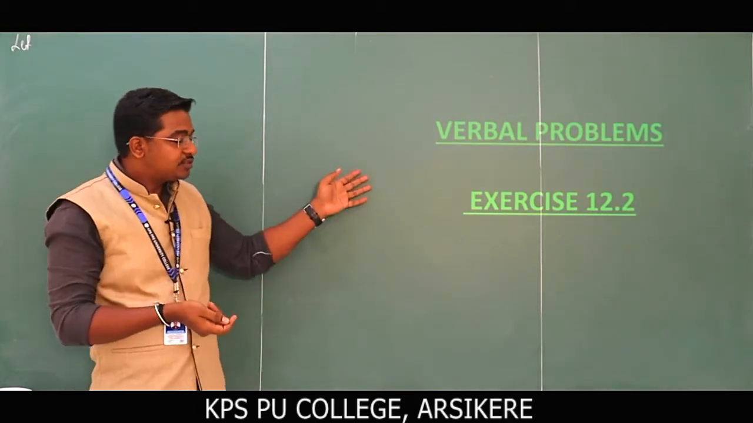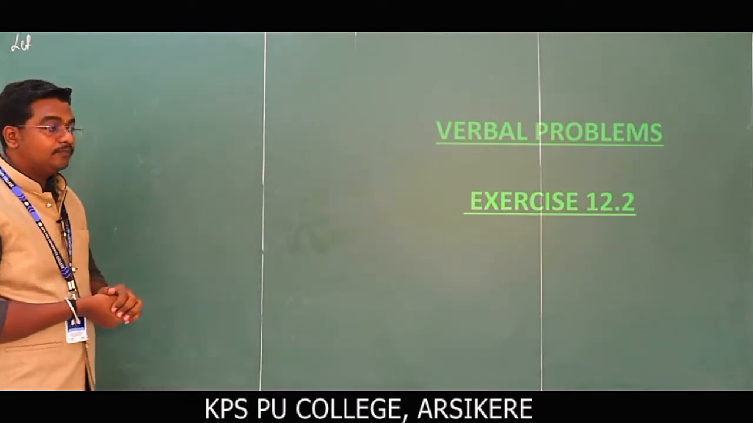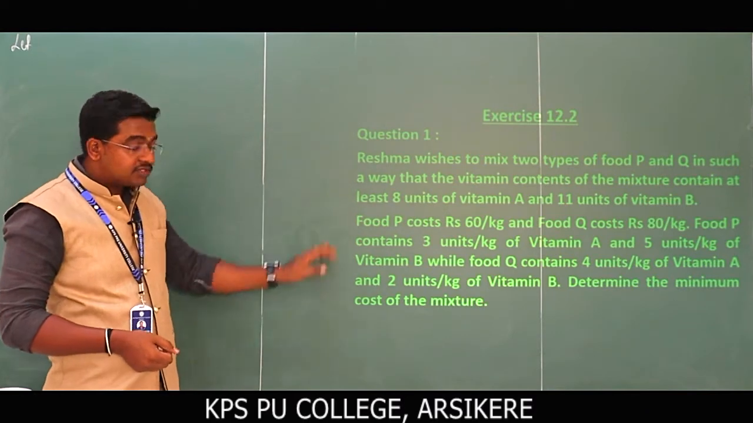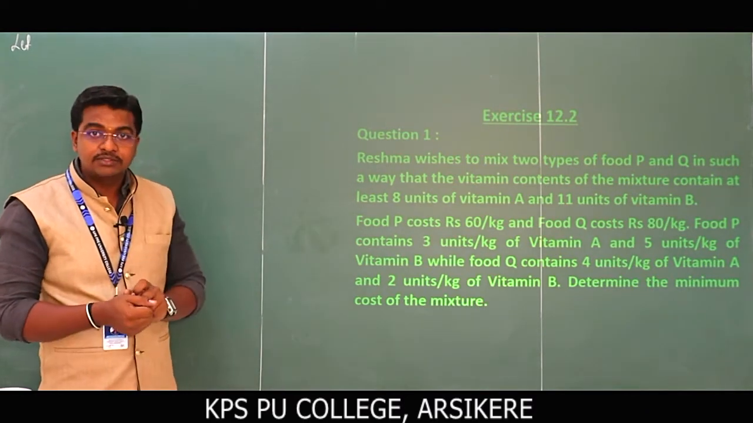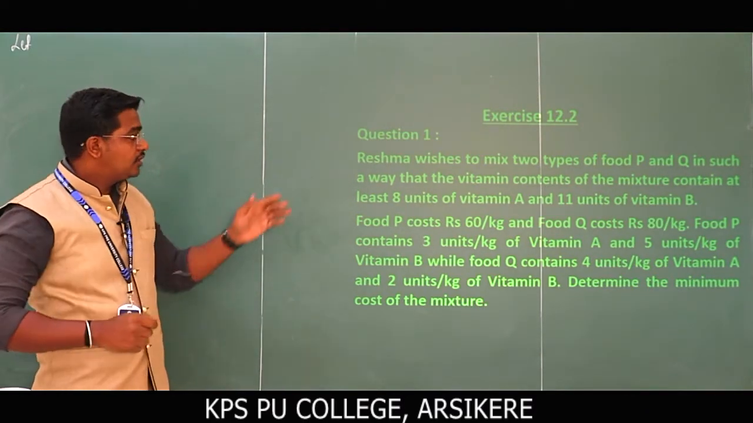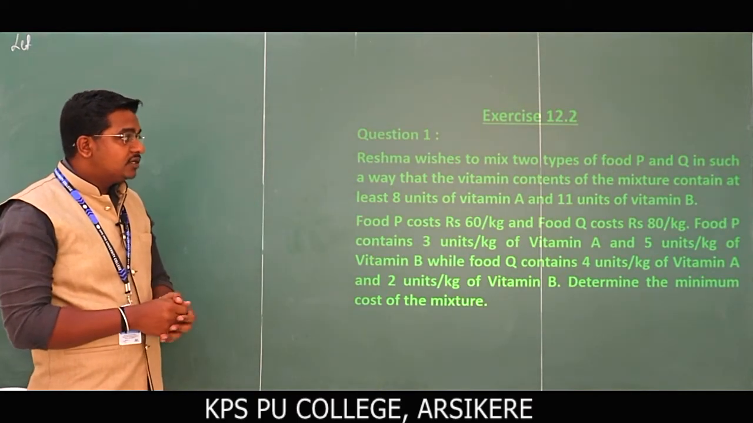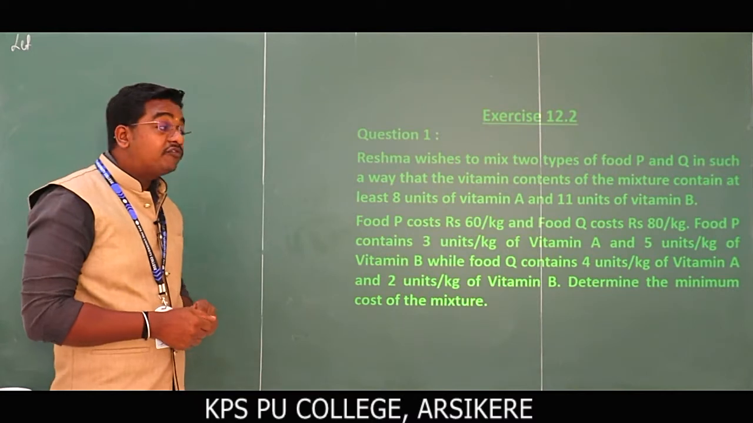Okay, so look at the first problem. Next slide. What is the first problem in exercise 12.2? Remember, these problems are very important for 6 marks in the question paper. Okay, question number 1. Reshma wishes to mix two types of foods.